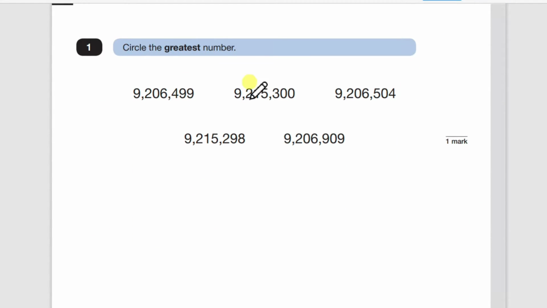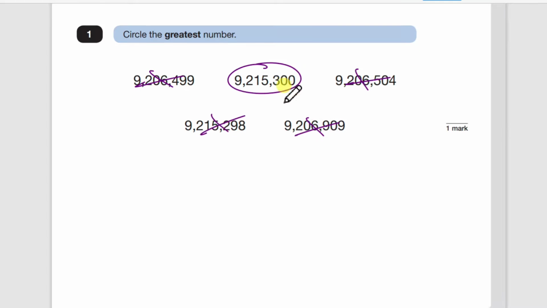Number 1. Circle the greatest number. So this just means the biggest number you see. Now what I'll do, I'll look at the very first digit. All of them are 9 million. The next one is 206,000. So we've got 206,000, 215,000. So already the 206,000s are definitely not the biggest. Now you're left with two choices: 300 or 298. Well, 300 is obviously bigger, so that's the answer. Next.